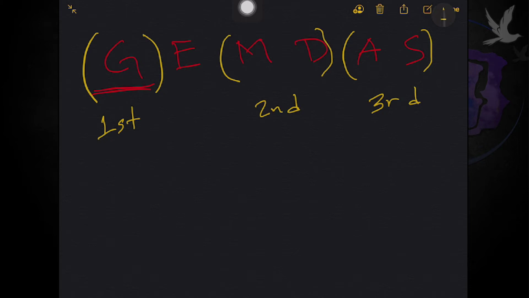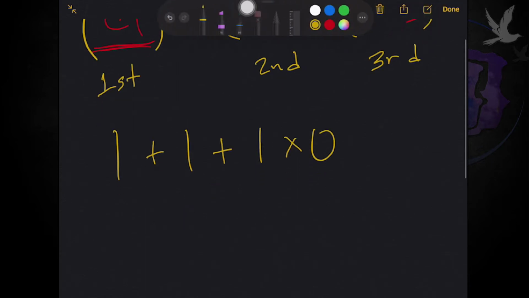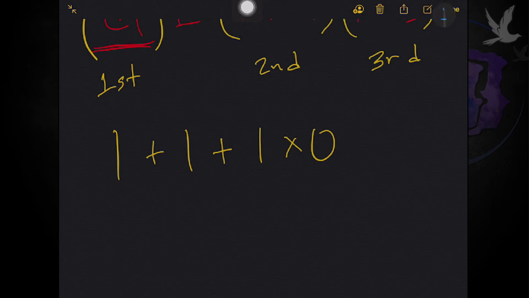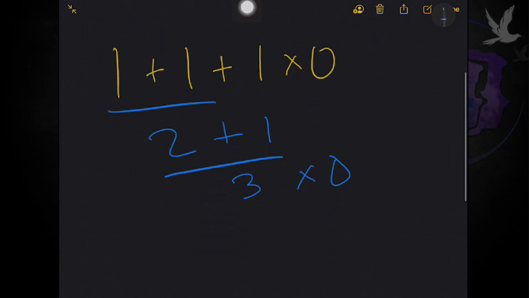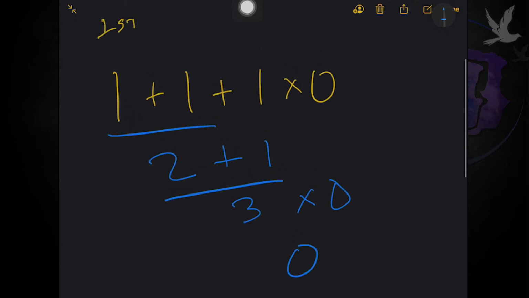Just to ask you, I already asked you this before. If I ask you what's 1 plus 1 plus 1 times 0, most people will most likely tell you that the answer is 0. Because most people will make this mistake. Again, this is the wrong method. They will most likely add it one by one. 1 plus 1 will give you 2, plus 1 will give you 3. Then times 0 will give you 0. That's the wrong method there.